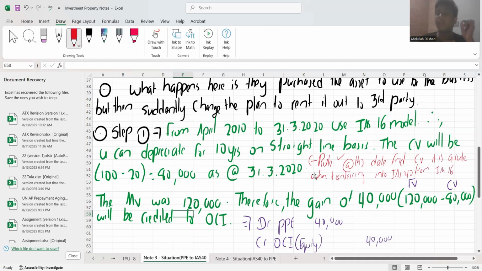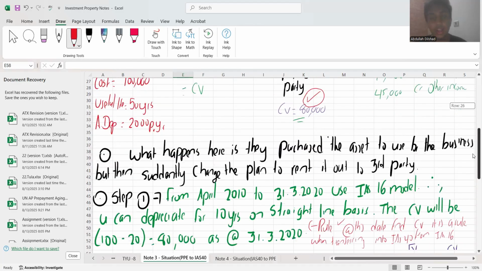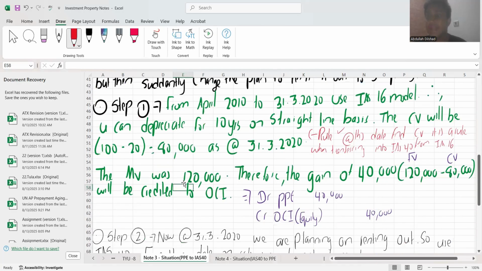Okay. So when you're shifting from IAS 16 to IAS 40, at the date of shift, which is 31st March 2020, that is the date your intention is changing. On that date, you need to find out the carrying value, right? The market value on that date was 120,000. Your carrying value was 80,000. There would be a revaluation gain that would be credited to the statement of changes in equity under other comprehensive income, right? This is all what we know.